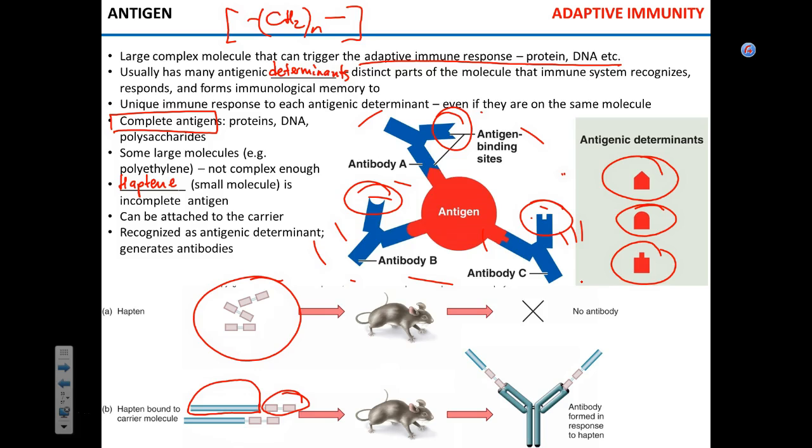And that is the way to industrially make antibodies to things like small hormones, like thyroid hormone, which would otherwise be unrecognizable. Does that make sense? Okay.